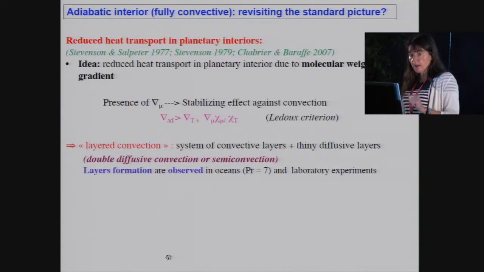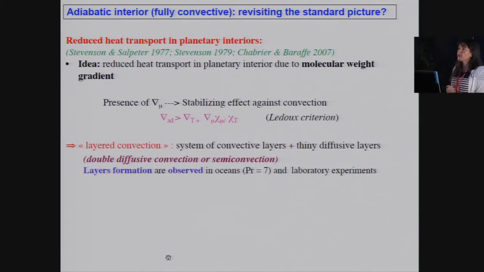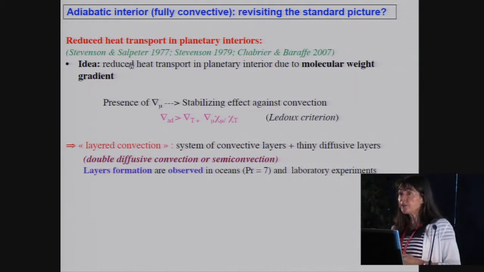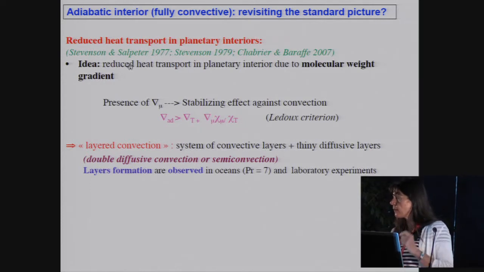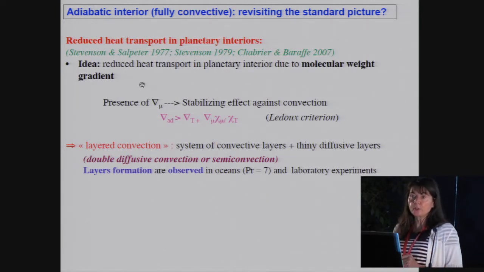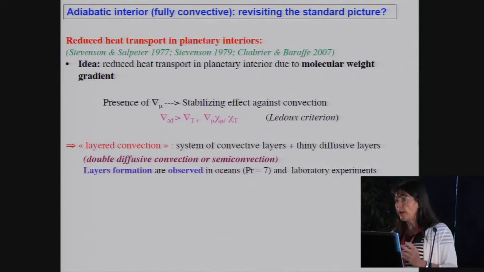Now, the other interesting idea, which is coming back, was an old idea of Stevenson and Salpeter in the late 70s: whether convection is indeed fully adiabatic and whether the interior of our giant planets is actually homogeneous. We somehow resumed this idea a few years ago with Gilles Chabrier to try to explain inflated hot Jupiters. The idea here is very basic. I will not go into the detail, but if you have a molecular weight gradient, you are going to inhibit the transport of energy by convection.